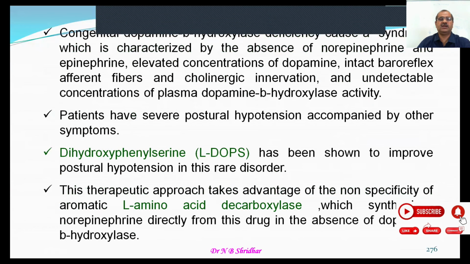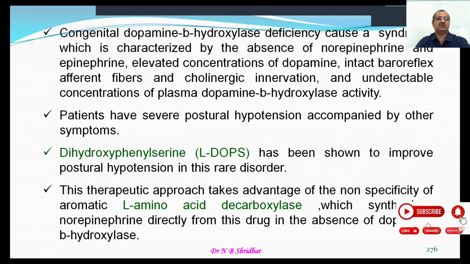There is congenital dopamine-beta-hydroxylase deficiency. Congenital dopamine-beta-hydroxylase (DBH) deficiency causes a syndrome. It is characterized by the absence of norepinephrine and epinephrine, because if the enzyme dopamine-beta-hydroxylase is deficient, norepinephrine is not formed from dopamine, and epinephrine is not formed from norepinephrine.